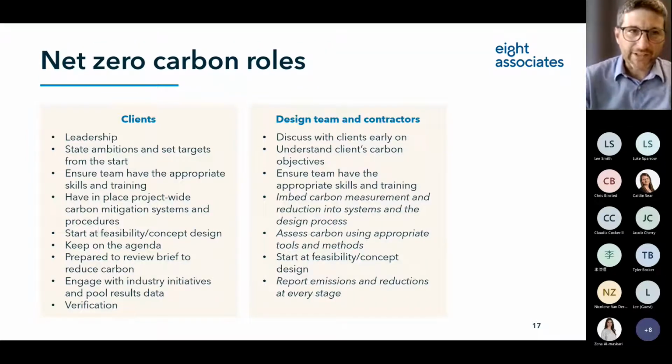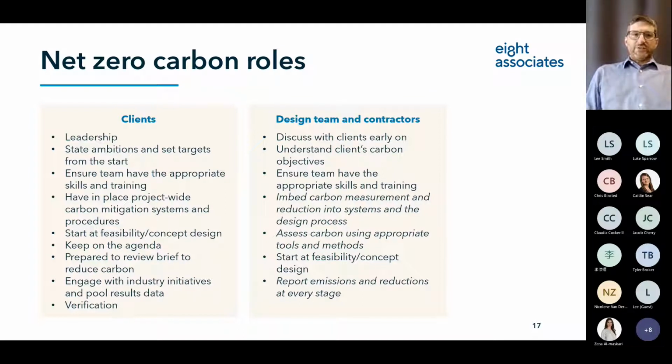So this is my last slide. Just a little bit on roles. With clients, particularly on that need to do things as early in the process as possible, this is really about showing leadership, showing the design team that there's that commitment there. They need to act on this, that you're interested in seeing results on reducing whole life carbon.